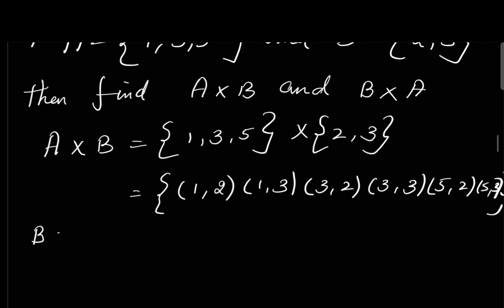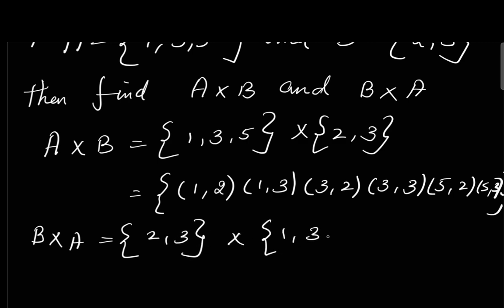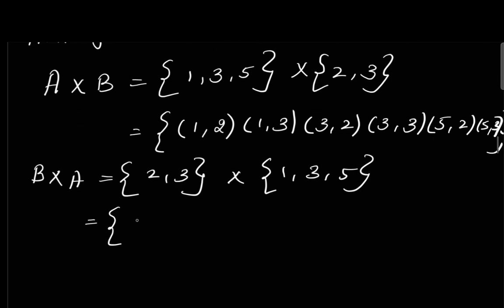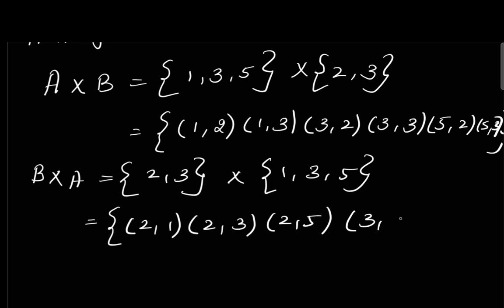Set B cross A. B is 2, 3 cross A is 1, 3, 5. So 2, 1, 2, 3, 2, 5. Then the second element 3, 1, 3, 3, 3, 5. So this is the answer.